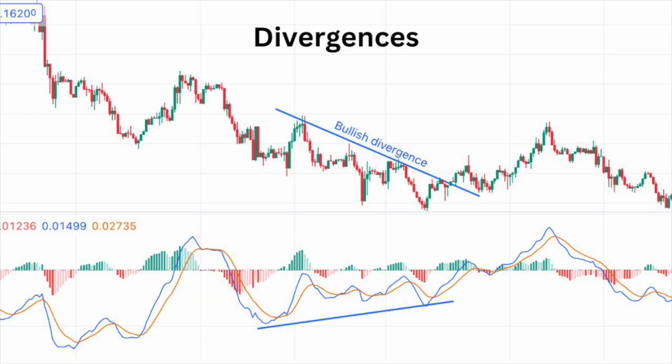And the last way that many people use MACD is for divergences. Divergences occur when the price of the asset diverges from the MACD. For example, if the price is making new lows, but the MACD is making new highs, it could indicate a potential reversal, which you can see occurred here.